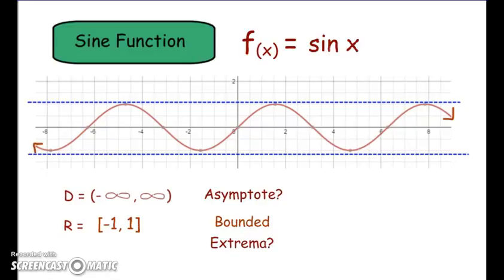And we can see from the graph that it does have origin symmetry. If we reflected it about the x-axis and again then the y-axis, it would fall on top of itself. So this is an odd function.